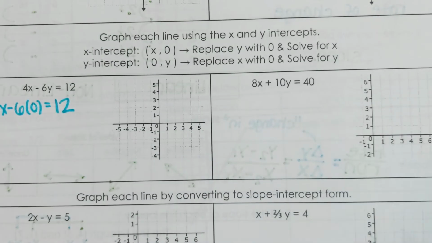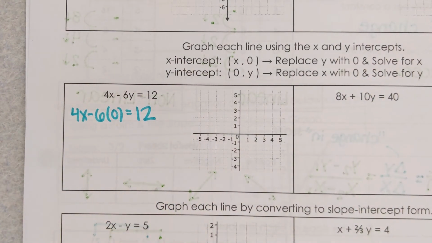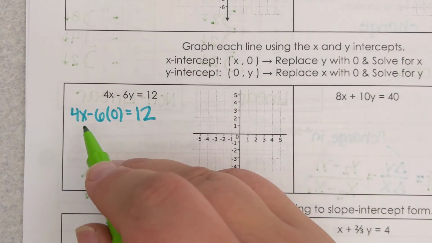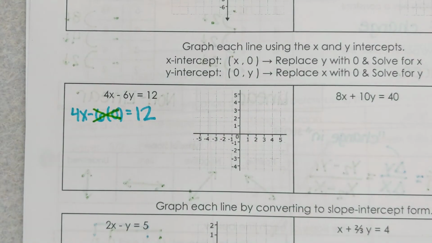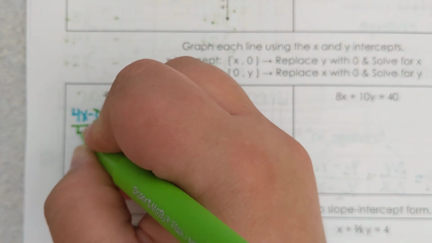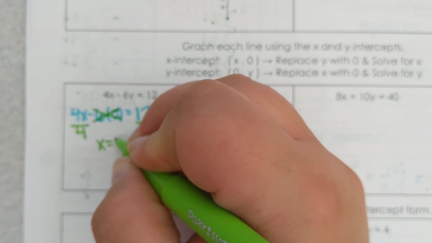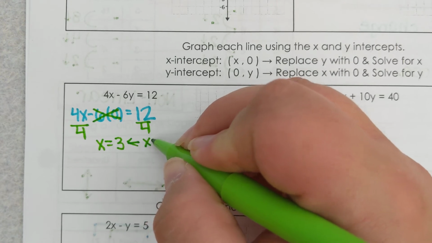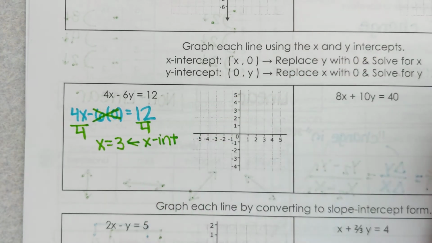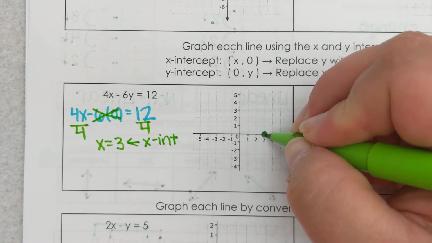And what I mean by that is literally go into the equation and change the y to a 0. And hopefully you know that -6 times 0 is 0. So now I have 4x equals 12. I'm going to divide by 4. X equals 3. Okay, this is my x-intercept. So I'm going to go put that point at 3 on my x-axis.